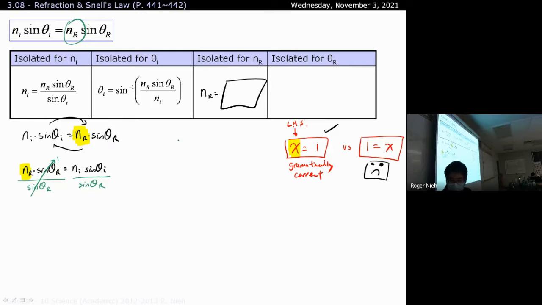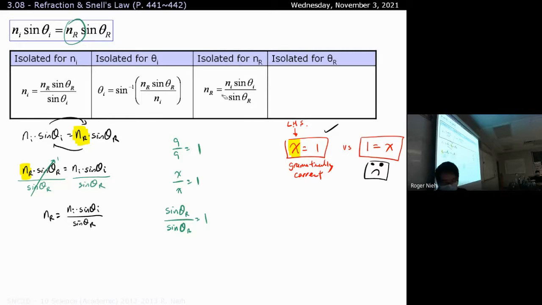Once again, as a reminder, if 9 divided by 9 is equal to 1 and x divided by x is equal to 1, then something that looks crazy like this divided by the same exact clone that looks identical to it will also equal 1. And that's how we rearrange for this equation here. n_r is equal to n_i times sine theta i all over sine theta r. And that's how it is rearranged at the top. Again, to be grammatically correct, the variable you're looking for should always be on the left-hand side.